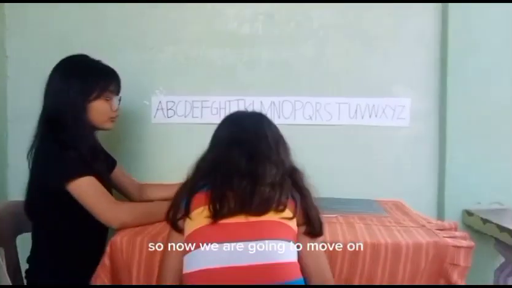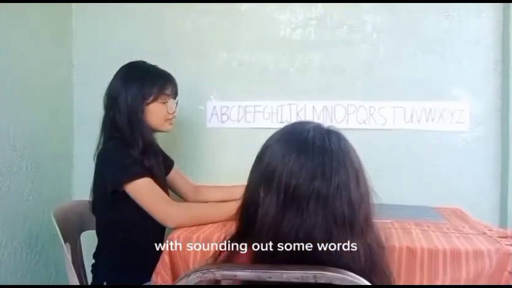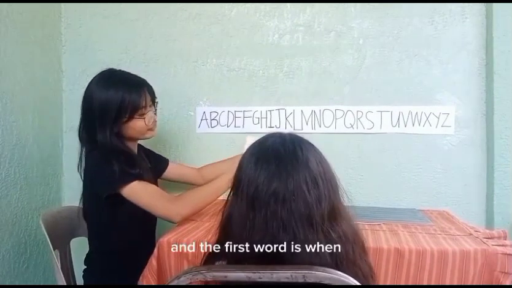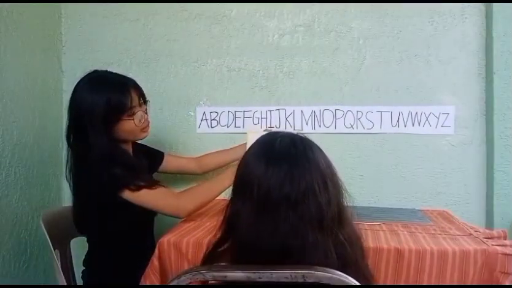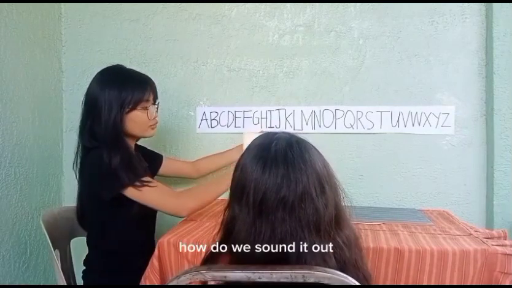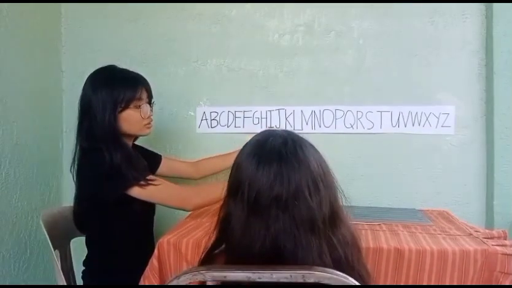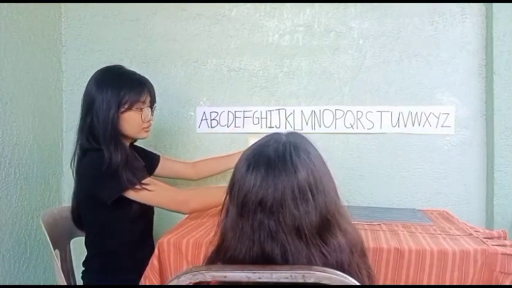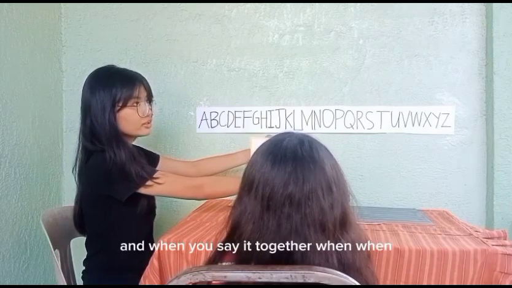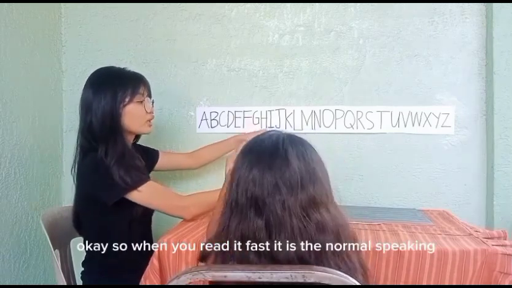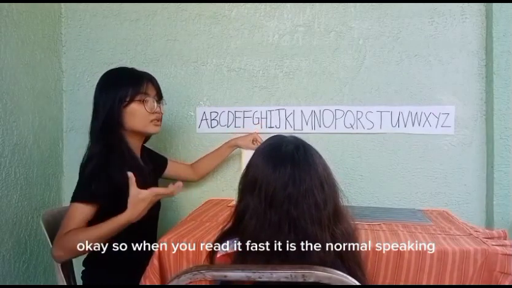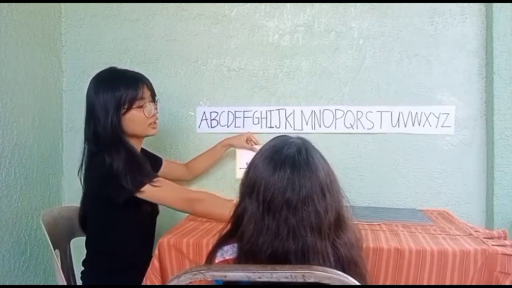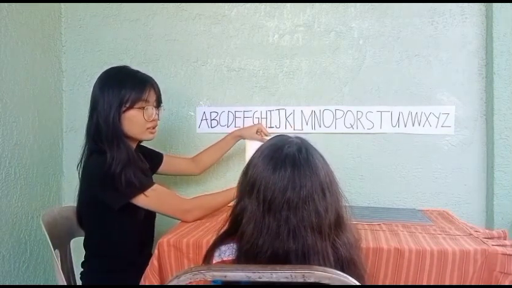So now, we are going to move on with sounding out some words. Okay, so I have here four words. The first word is? When. But we're going to sound it out. How do we sound it out? Who and when. When you say it together? When. Okay, so when we read it fast, it is the normal speaking rate. Ibig sabihin, ganun lang talaga natin siya binabasa kapag nakikita natin siyang nakasulat. Again, what's this? When.